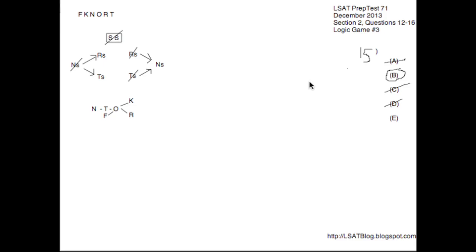Finally, E, N is not summarized. No, of course, as we said, N will be summarized because R is not. So E is gone as well, leaving B for number 15.